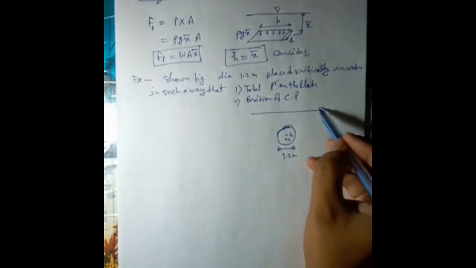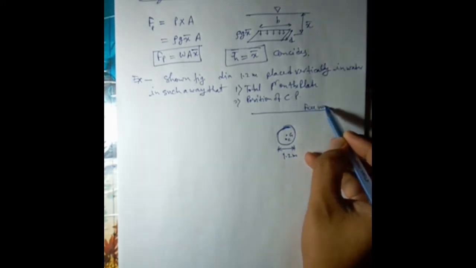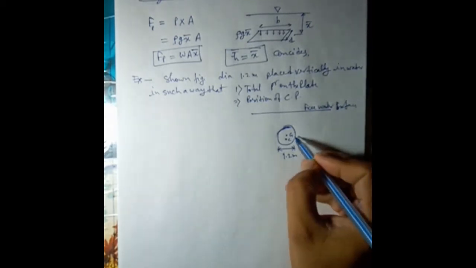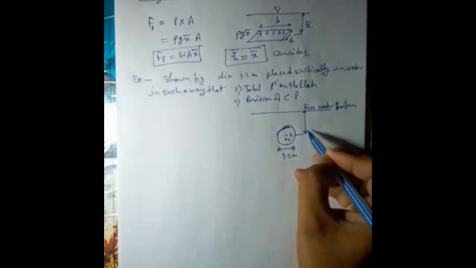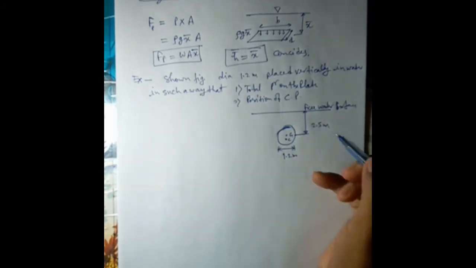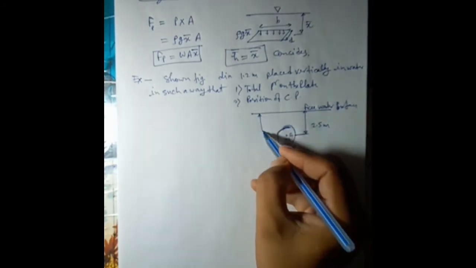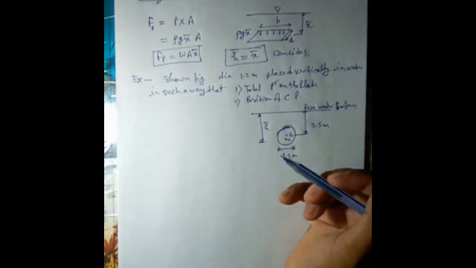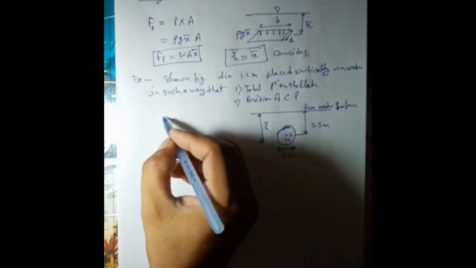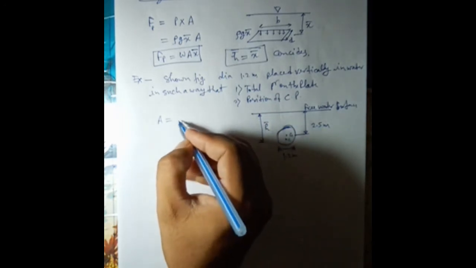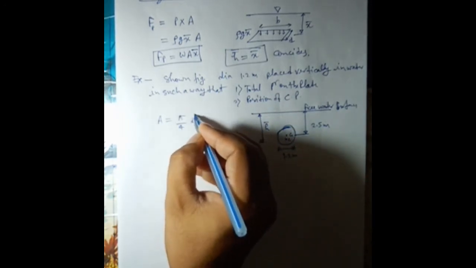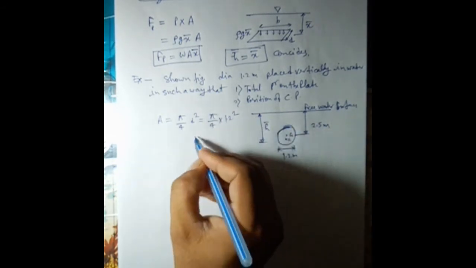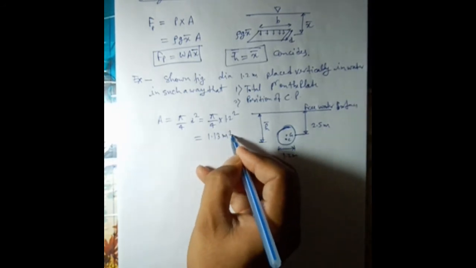This is the free water surface. The depth of center of gravity up to the free surface is 2.5 meter. Let us assume the depth of center of pressure up to the free surface of the water is h bar. Area of the circular plate is equal to pi by 4 d square, which is equal to pi by 4 into 1.2 square, that is equal to 1.13 meter square.